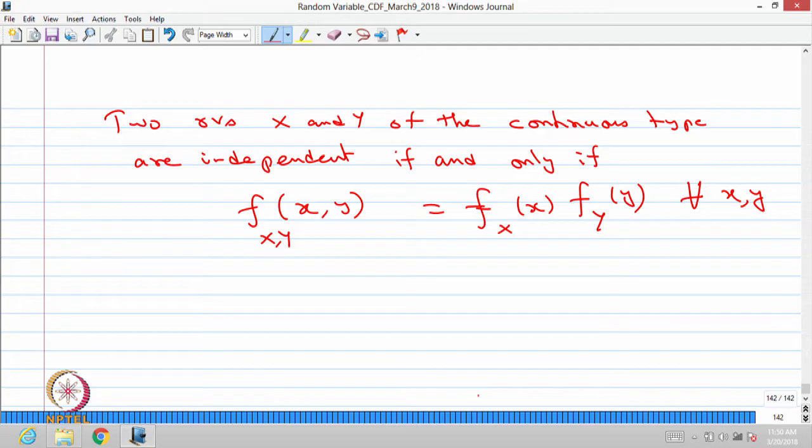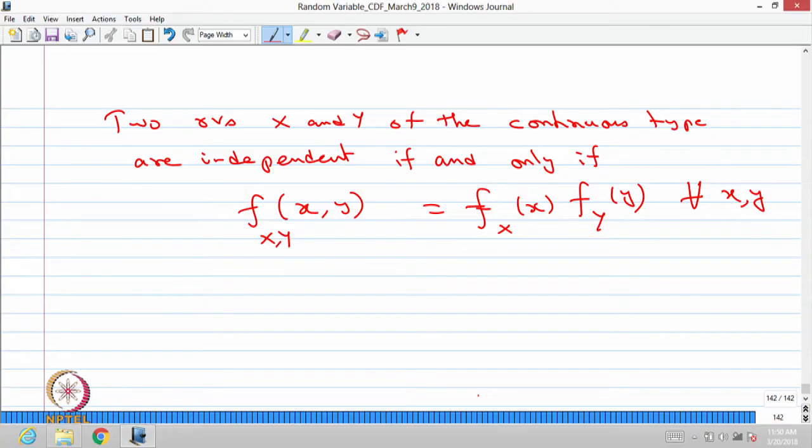If two random variables of the continuous type are independent, then this condition will be satisfied for all x comma y. Therefore, the condition for independent random variables is at the level of the CDF, or, if they are discrete random variables, in the form of the probability mass function. If the random variables are of the continuous type, then it is in the probability density function form. So, all three are if and only if conditions, not just one side, but both sides.